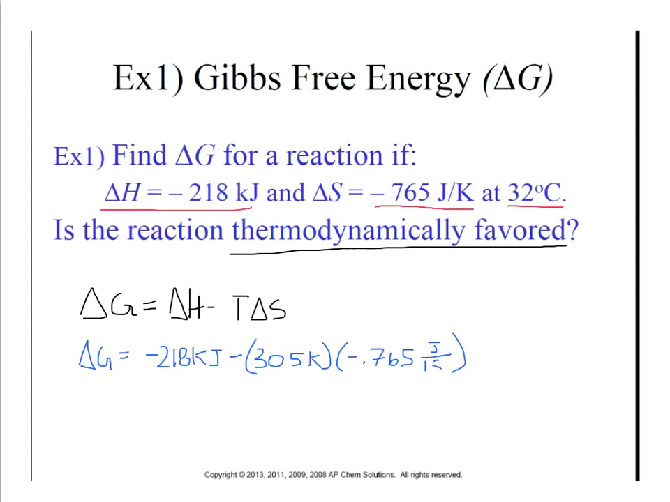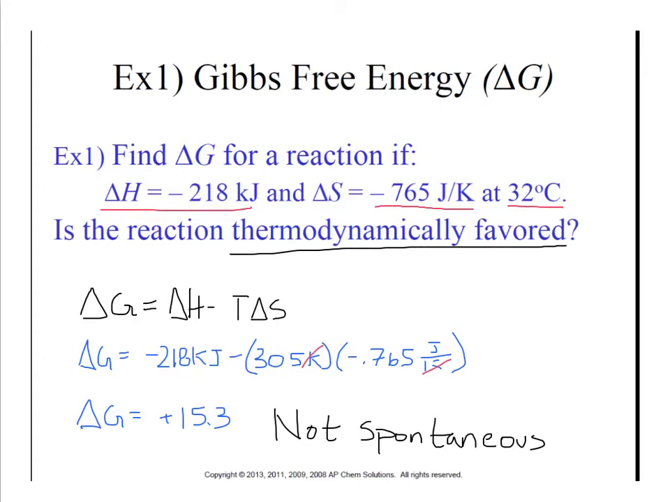If we track our units here, we see that Kelvin is going to cancel out Kelvin, and the units that we're left with are kilojoules. That's a good thing because that's the unit of delta G, and so we find out that the delta G for this particular reaction would be a positive 15.3, which means this reaction would not occur. So this would be a non-spontaneous reaction. It would not occur. It's not thermodynamically favored.